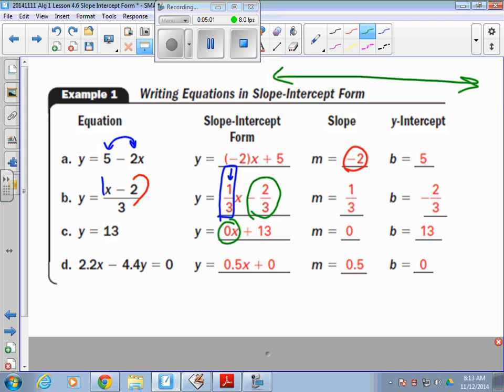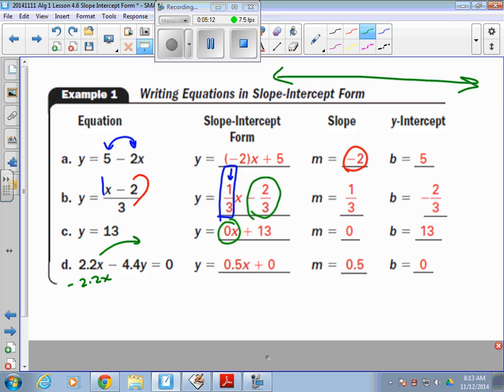2.2x minus 4.4y equals 0. Write it in slope-intercept form by moving 2.2x over by subtracting 2.2x. When you do that, you're left with negative 4.4y equals negative 2.2x when you subtract it from the other side, plus 0. When you divide by negative 4.4 on both sides, you got to divide this one by negative 4.4 and this one by negative 4.4.